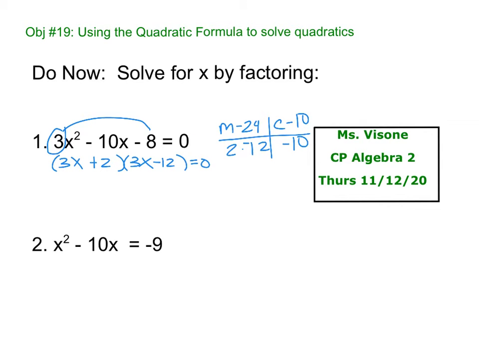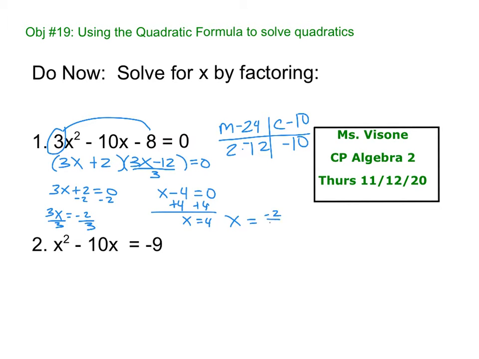Right. So then you're supposed to find your GCF. Right here we have a 3. So then we get 3x plus 2 equals 0, x minus 4 equals 0, so I add 4 to both sides. Minus 2, and divide by 3. Those are your two answers.